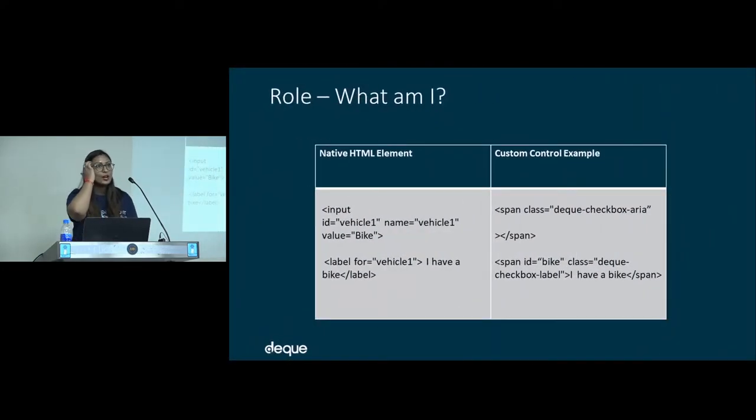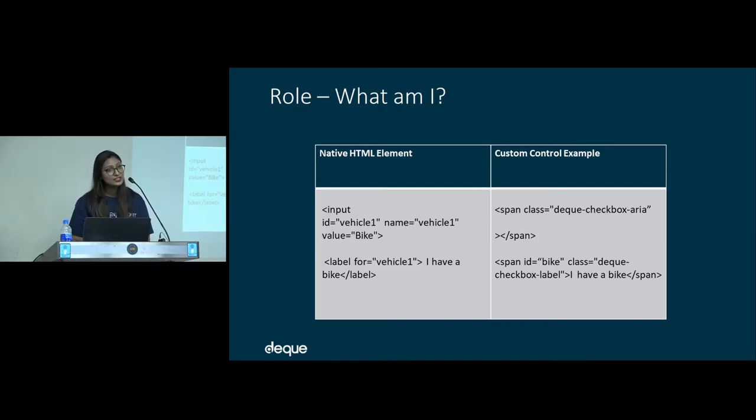So now we know what the accessibility tree is, and what information is available. We are going to go through all that information one by one. Let's take the role first. This is the most crucial information present in the accessibility tree for the assistive technologies.